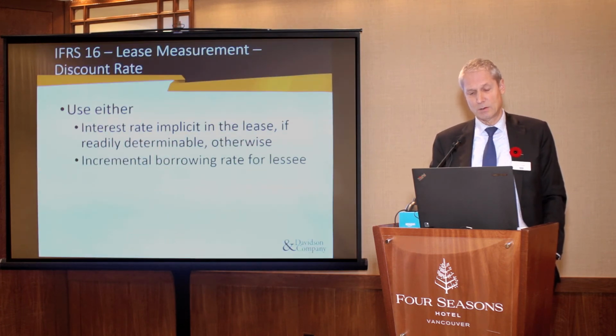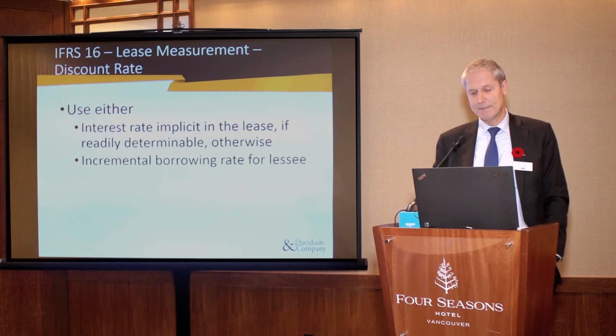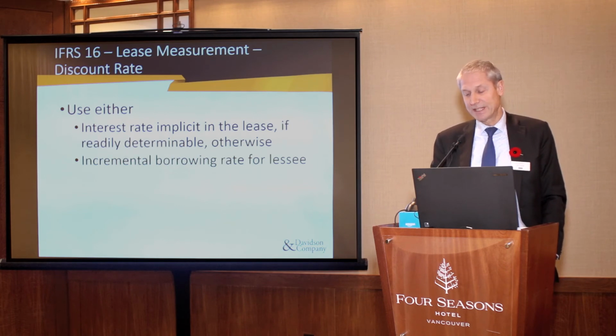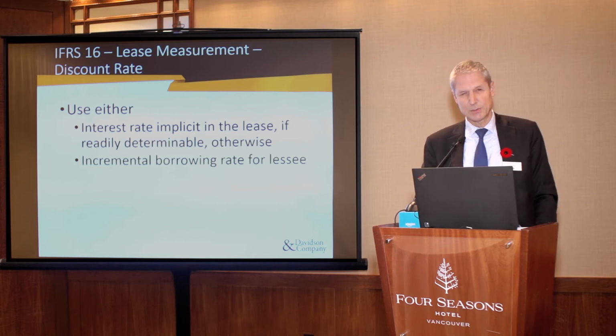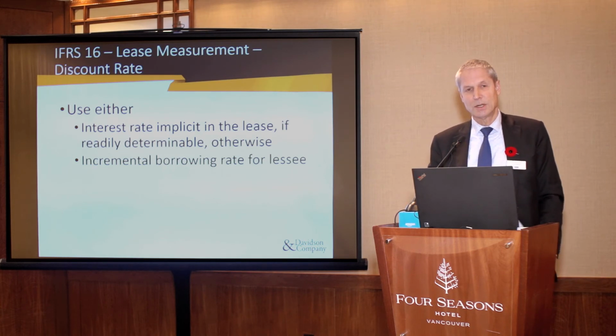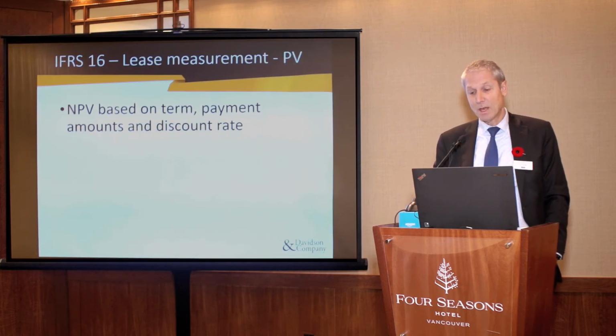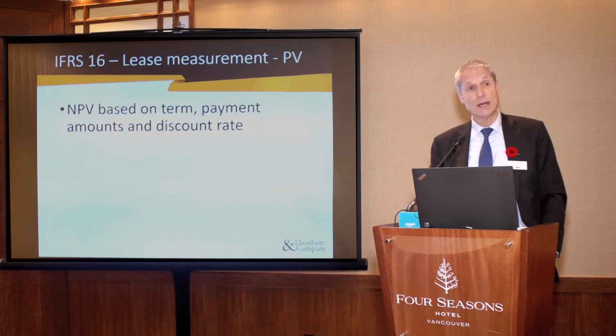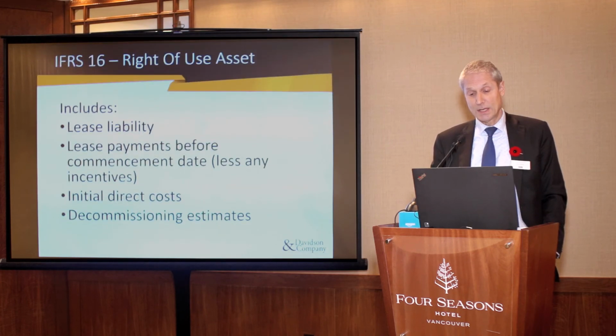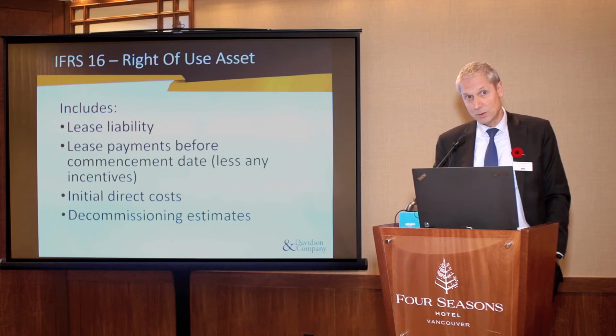As to the discount rate you're going to apply, this is kind of nice. You can either use the interest rate implicit in the lease, or if it's not readily determinable, and sometimes it's pretty hard to determine that, you can use an incremental borrowing rate of the company. And then you do your net present value based on the lease term, the payments that we just went through, and the discount rate. And what does that do on your balance sheet once you've got that calculation? You've got a lease liability and an offsetting right-of-use asset.